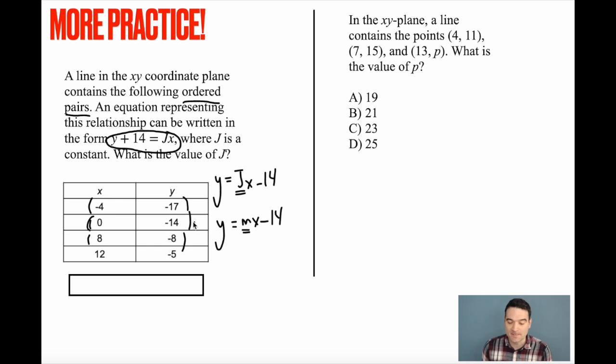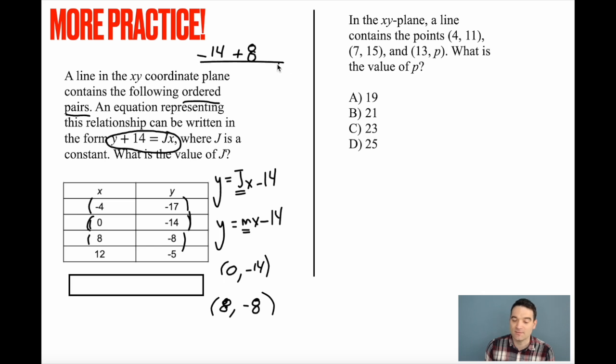I'm going to take the points 0, negative 14, and 8, negative 8. So there's 0, negative 14, and then 8, negative 8, like that, right? How do I find the slope from 2 points? Well, I subtract the y's, and I put it over subtracting the x's. Let's do that. Negative 14 minus negative 8, so that's plus 8. Negative 14 minus negative 8 over 0 minus 8.